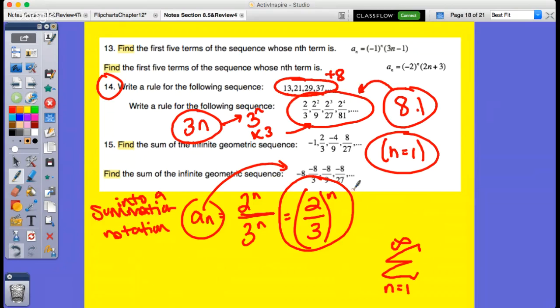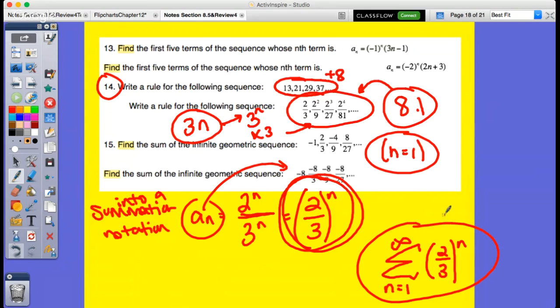The next part I do is the rule that I found that corresponds to the first, second, third, fourth term, and so on and so forth. We then put after this summation notation 2/3 to the n power. And that right there would be how I would write this in summation notation.